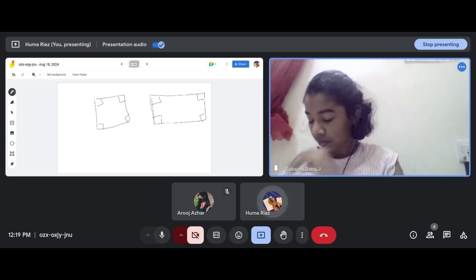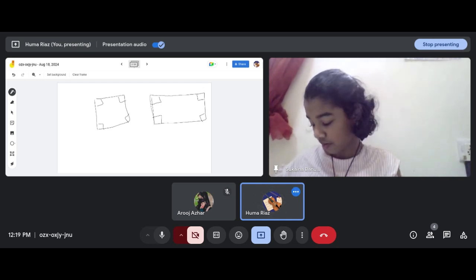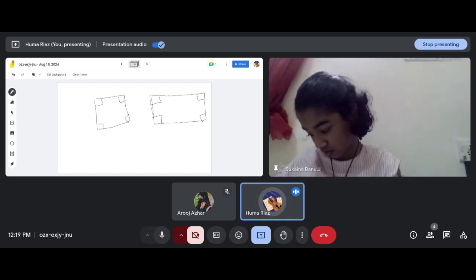A square is a rectangle because each interior angle measures 90.